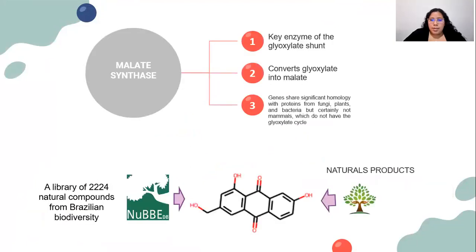The glyoxylate cycle is essential for the survival of many microorganisms, such as fungi. Malate synthase is the second key enzyme of the glyoxylate shunt, which converts glyoxylate into malate. Malate synthase genes share significant homology with proteins from fungi, plants, and bacteria, but certainly not mammals, which don't have the glyoxylate cycle. From the Library of Natural Components of Brazilian Biodiversity NUV, we will seek to identify new anti-malate synthase compounds and so improve the availability of a more extensive therapeutic arsenal against this opportunistic pathogen.